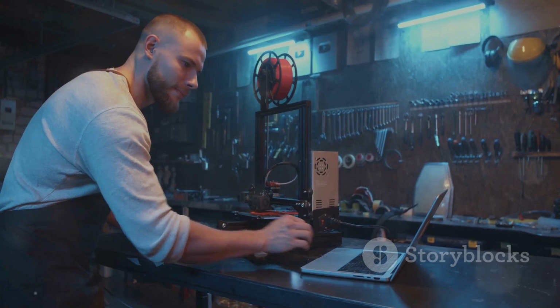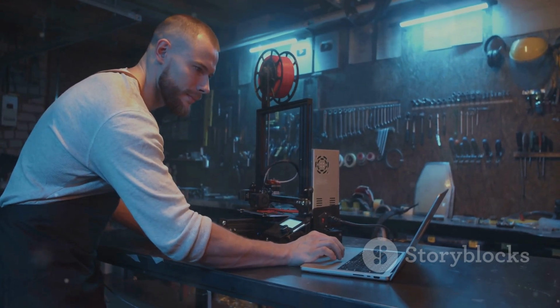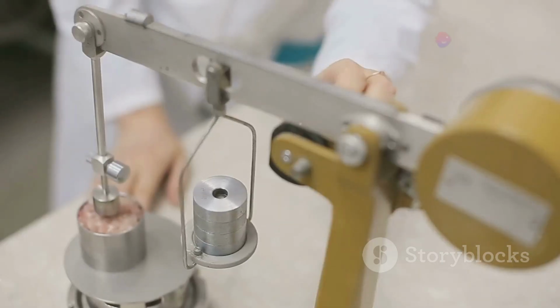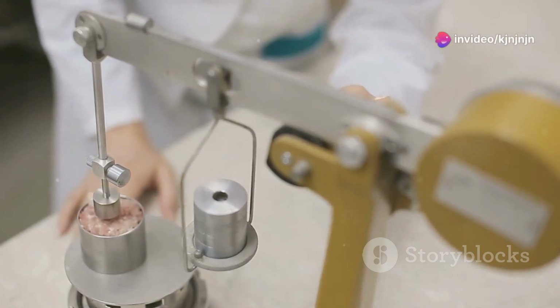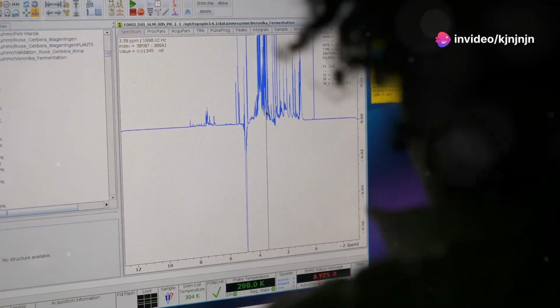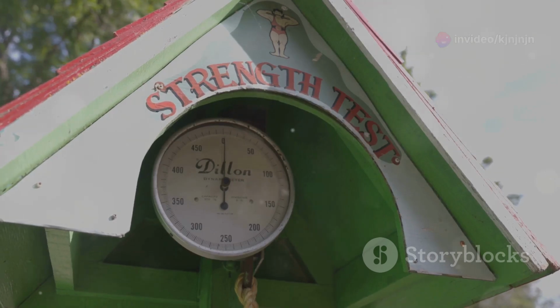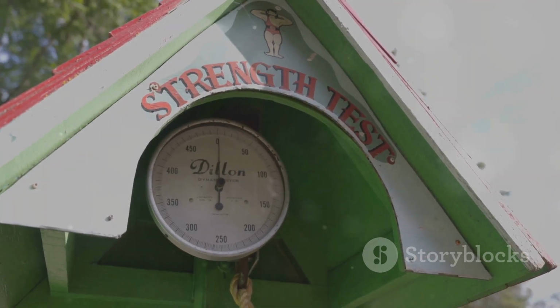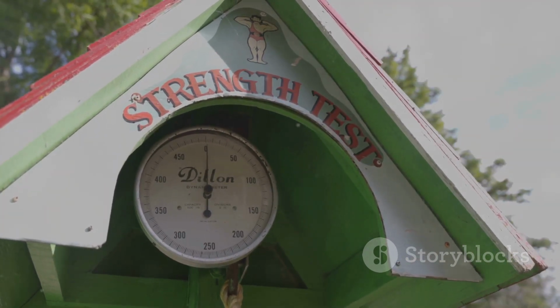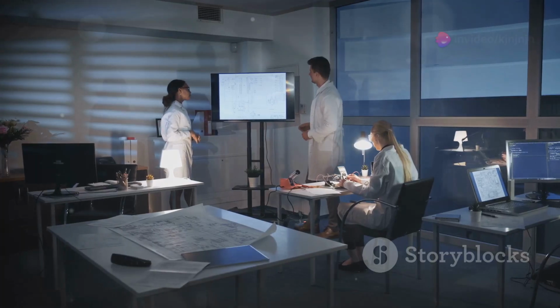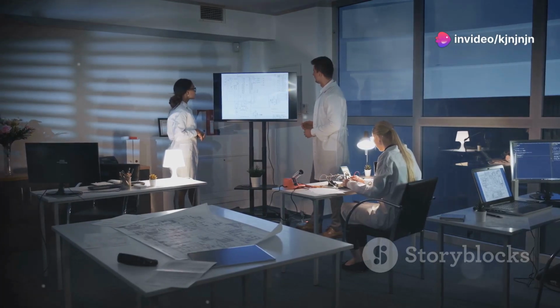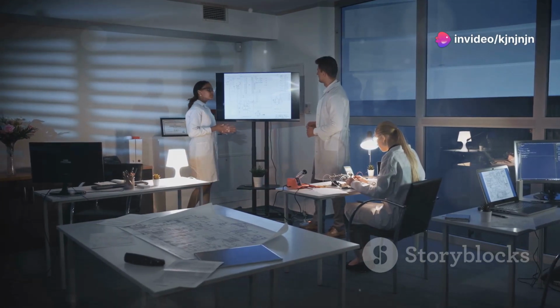Section 8. The interplay of strain measurement and material testing. Strain measurement and material testing are intrinsically linked. Strain measurements provide crucial data for material testing experiments. By measuring the strain experienced by a material under various loading conditions, engineers can determine its mechanical properties. This information is essential for understanding material behavior and predicting its performance in real-world applications.